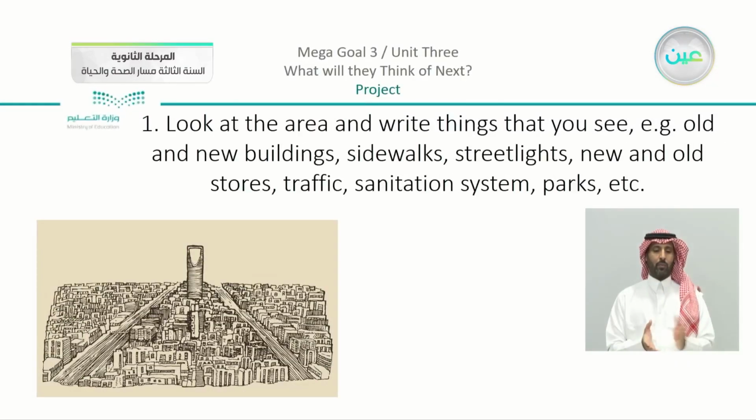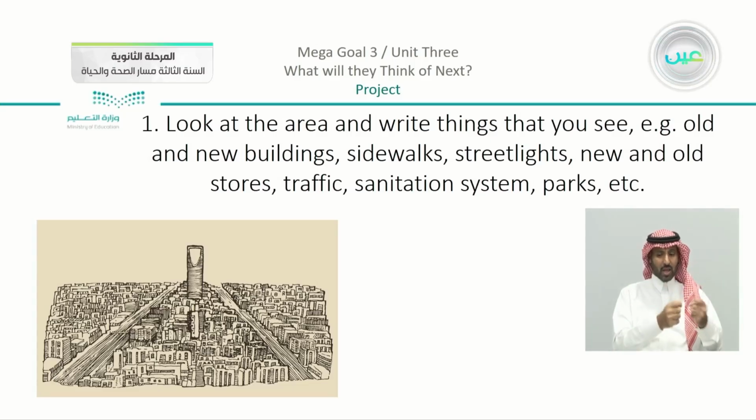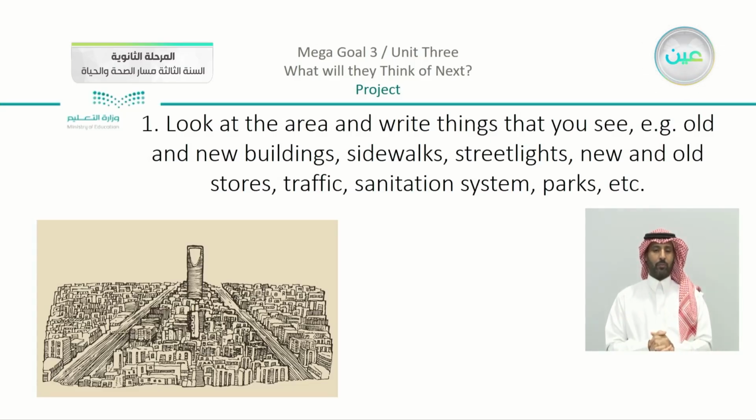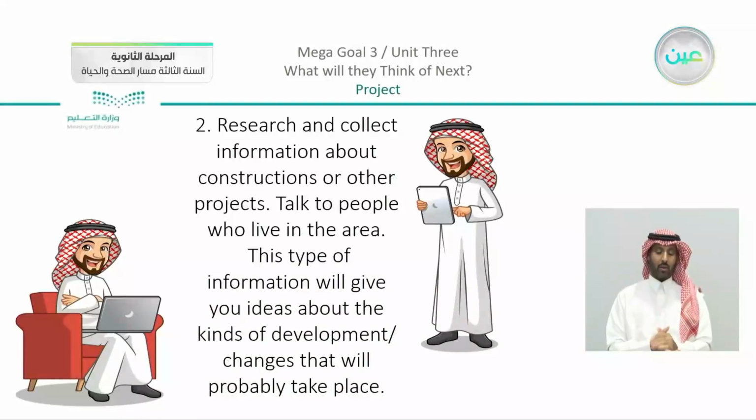Now, number one, look at the area and write things that you see. For example, old and new buildings, sidewalks, street lights, new and old stores, traffic, sanitation system, parks, and so on. You're going to think about these different parts.